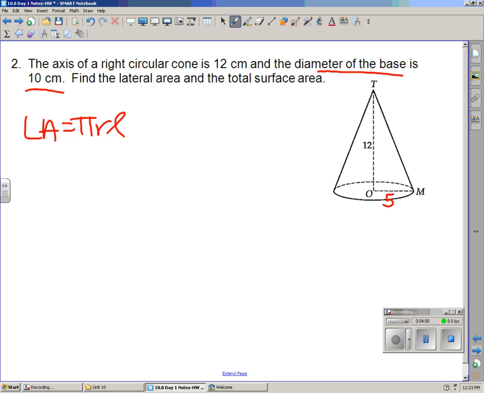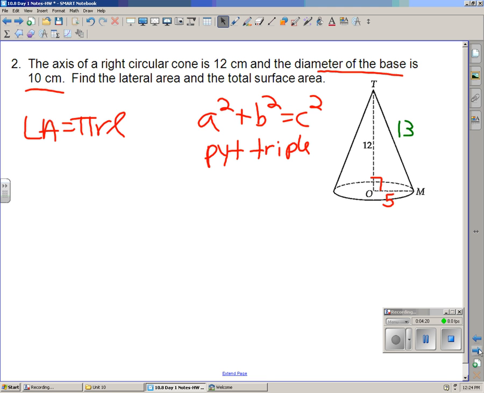And we also know that the axis makes a right angle. So either Pythagorean theorem or Pythagorean triples will help us find that slant height. I already know that it's a triple, so we're looking for 5, 12, and 13. So that's your slant height. Again, feel free to use the Pythagorean theorem if you're not sure of your triple.